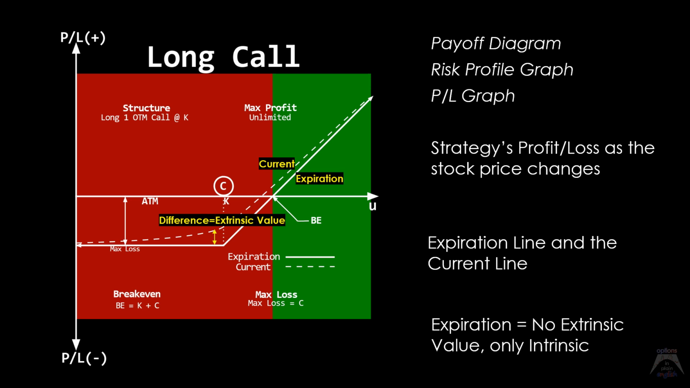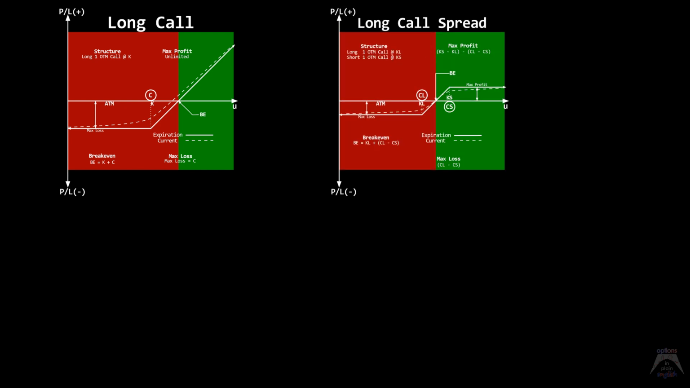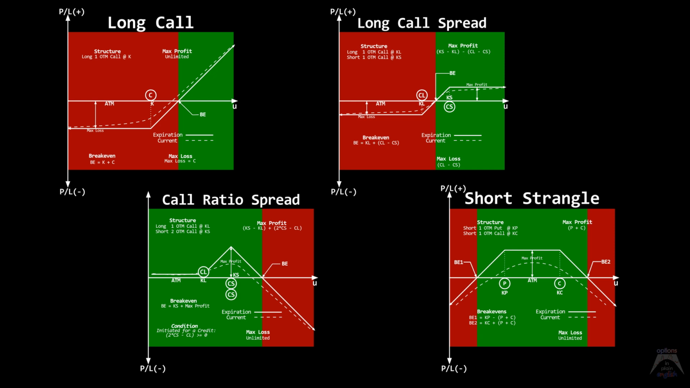Now, we'll see some option strategies that you're already familiar with. Pay special attention to the difference between the current P&L line and the P&L line at expiration. We already saw the payoff diagram for a long call. Now let's look at a long call spread, a call ratio spread, and a short strangle. Again, notice the difference between the broken current P&L line and the solid expiration P&L line.